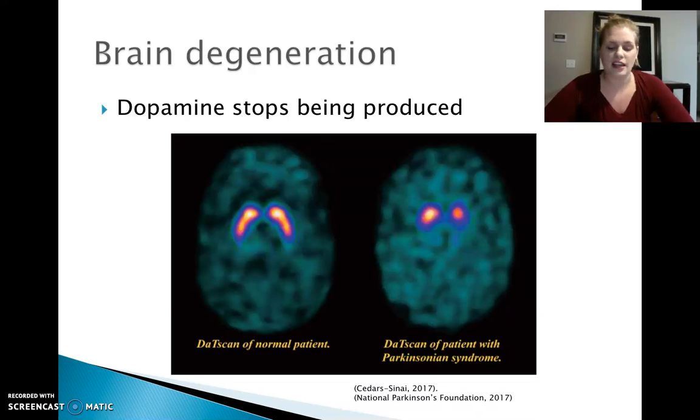So this brain scan here is from Cedars-Sinai Hospital. The drug DAT scan is injected into the bloodstream and assesses neurons that contain dopamine. So here you can see the reduction in dopamine activity in the Parkinson's patient versus what normal levels of dopamine look like. And you can see far more dopamine activity. It's much more lit up on the other side of the screen.